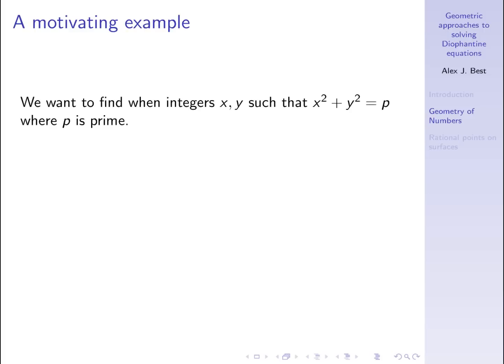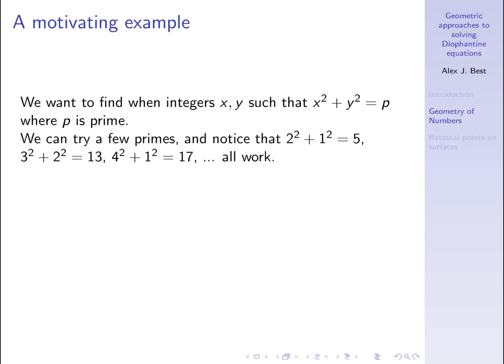So we're just going to go for an example here. We want to find integers x and y such that x squared plus y squared equals p, where p is prime. So if I give you a prime p, can you find me x and y such that x squared plus y squared is equal to p? We might try a few primes, and we'll notice that 5 is 2 squared plus 1 squared, 13 is 3 squared plus 2 squared, 17 is 4 squared plus 1 squared, so they all work.